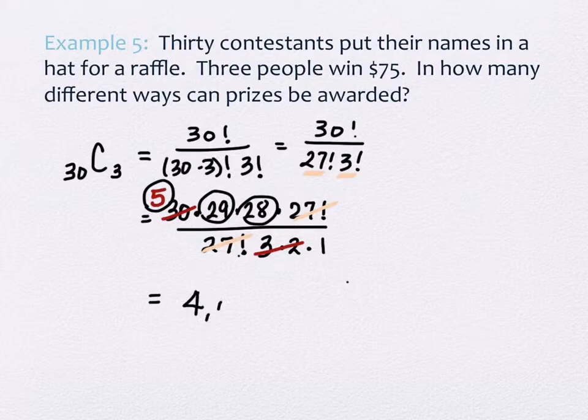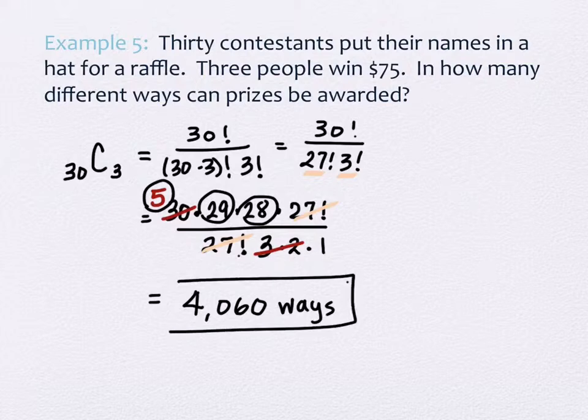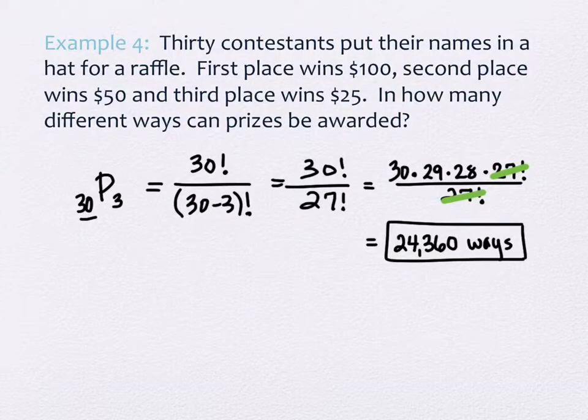Yeah, 4,000. Did you say 60? Good. 4,060 different ways that we can select these 3 winners when the order doesn't matter. Compared to 24,000 ways when the order didn't matter, right? It's considerably larger.